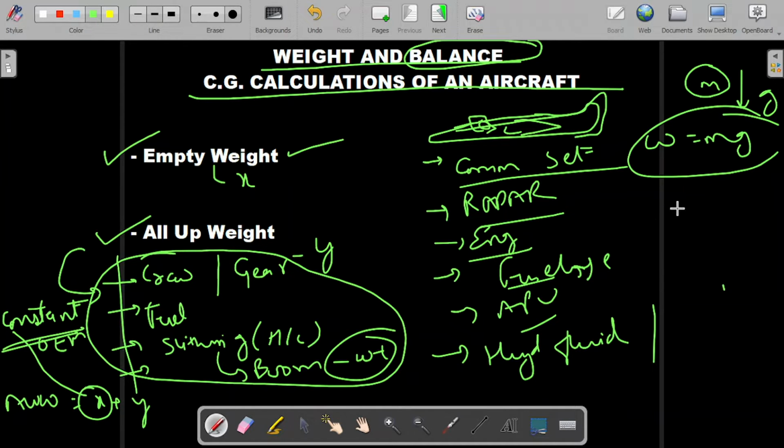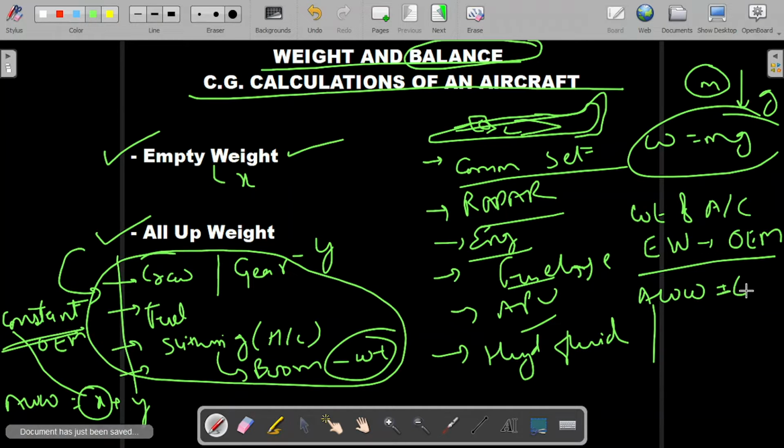So I'll summarize this page. There is a weight of the aircraft which is known as empty weight, which is given by the manufacturer, the OEM, and consists of all the fixed items which are fitted on the aircraft and will not be removed for any specific mission. And there is all-up weight, which is the addition of empty weight and mission-oriented gears. So all-up weight keeps changing, and the pilot, the captain of the aircraft, always calculates all-up weight before proceeding for any sorties.